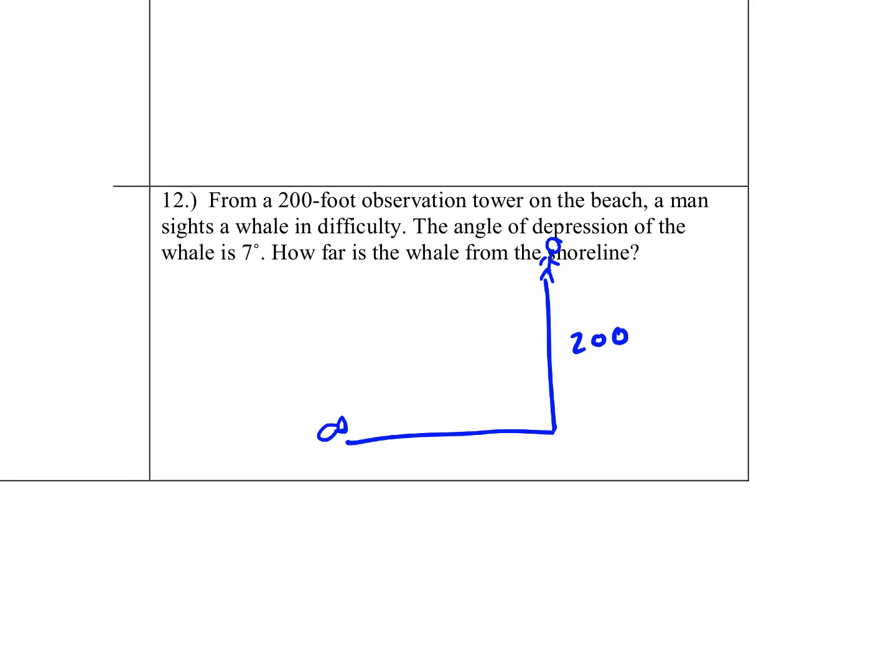So our angle of depression is from the horizontal line down, and that's 7 degrees. So we need to find how far the whale is from the shoreline. Would that be my hypotenuse or my base here? The base. And then if 7 degrees is outside of my triangle, what would this angle inside of it be? 83. So from this 83 degree angle, that's going to be my theta. What is x? It's opposite, and 200 is adjacent.